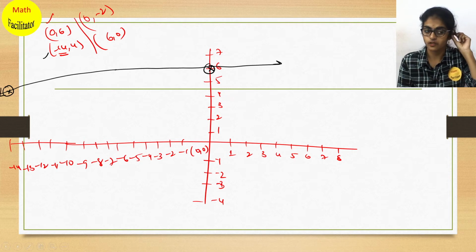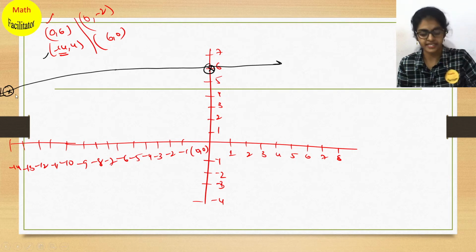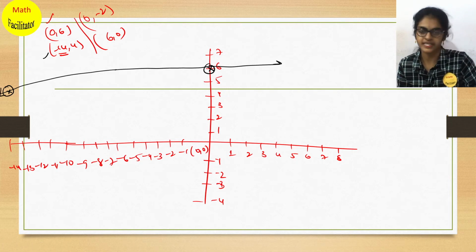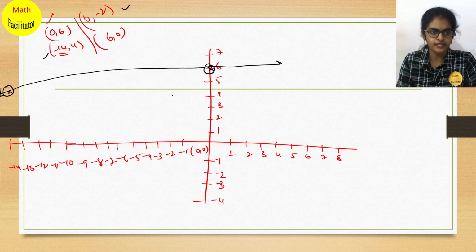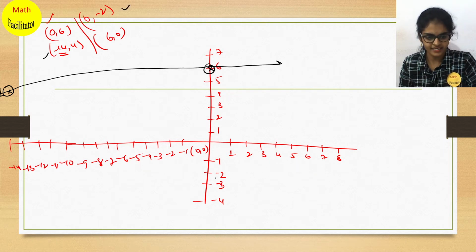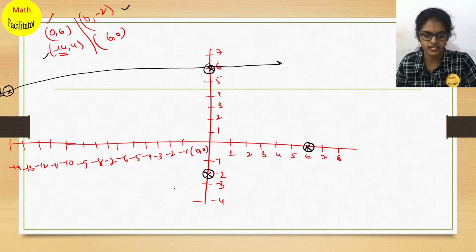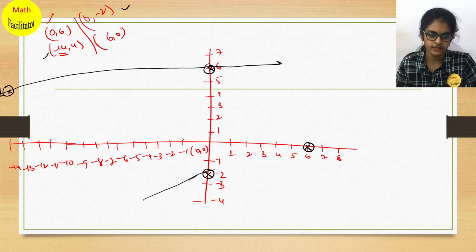Okay. So please do it on a graph paper for a perfect line, and please draw it with scale and pencil. Now the next one 0 comma minus 2, 0 on x-axis, minus 2 on y-axis. This is the line. 6 comma 0, 6 on x-axis, 0 on y-axis. So this is the point. So joining, something like this you will get.